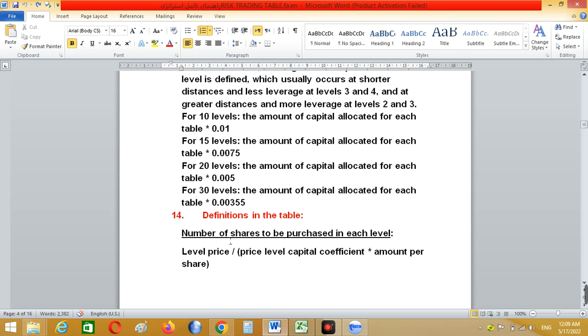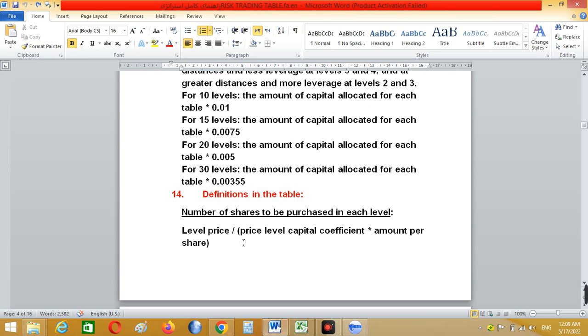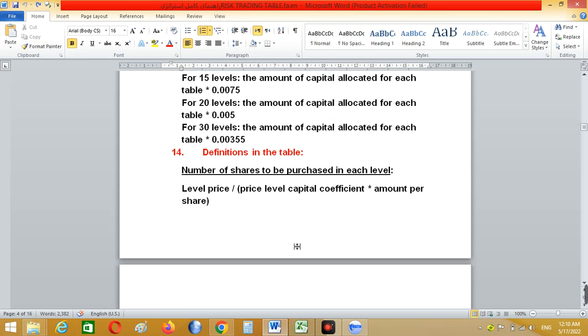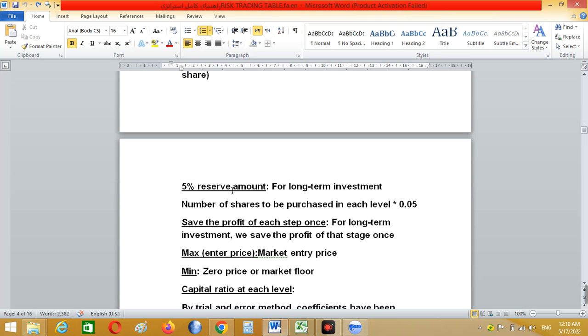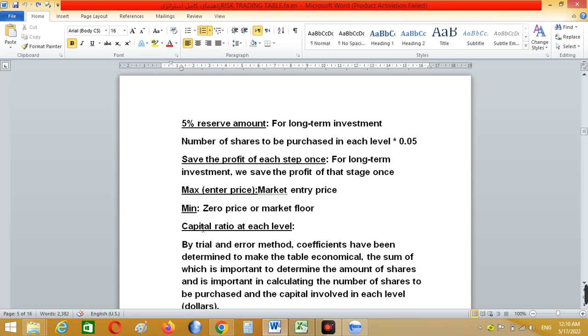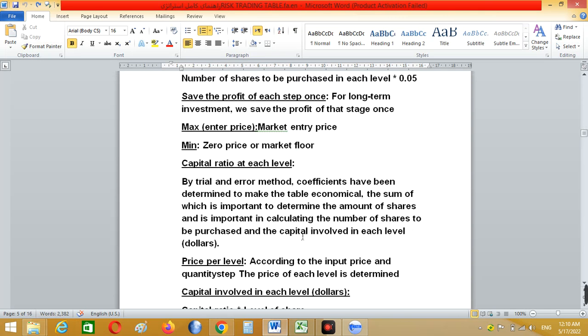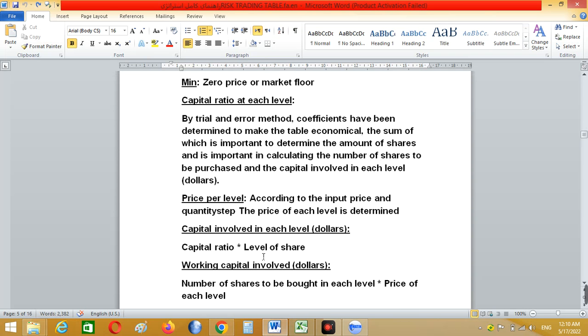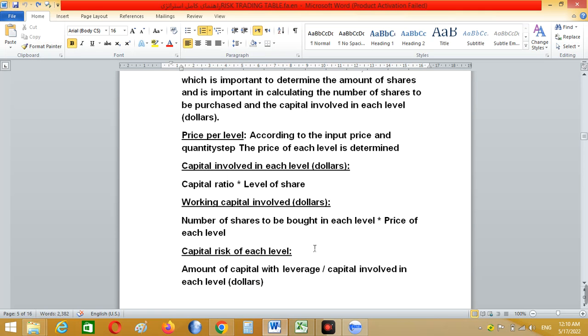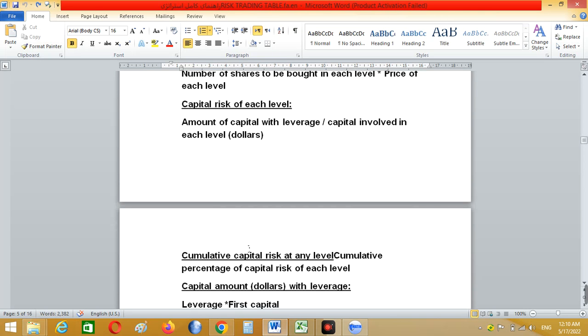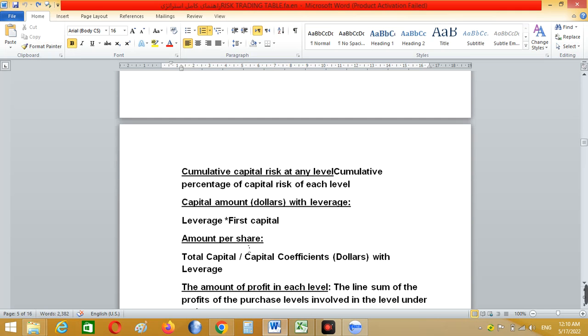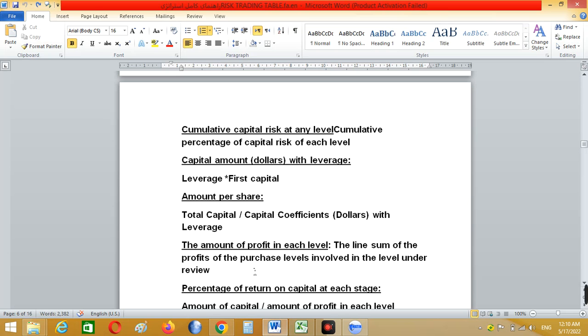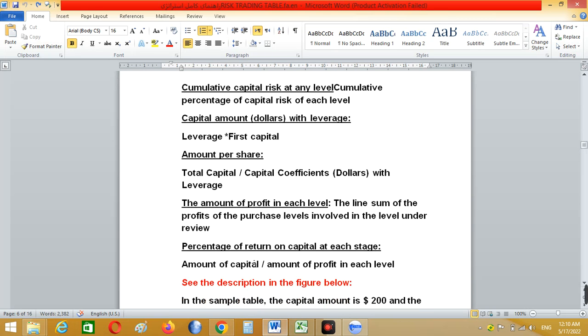Some definitions are commented in my Excel file. Level price, number of shares to be purchased in each level, 5% reserve amount, maximum enterprise or market enterprise, minimum capital ratio at each level, price per level, working capital involved, capital risk of each level, amount per share, percentage of return in each level.